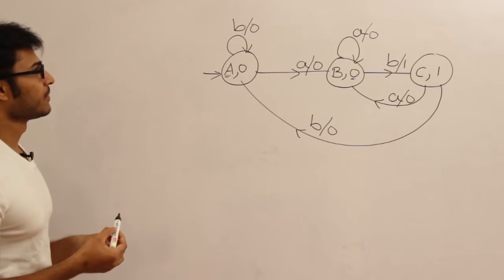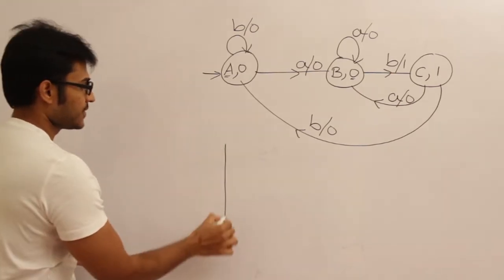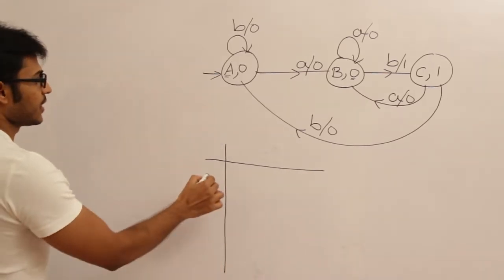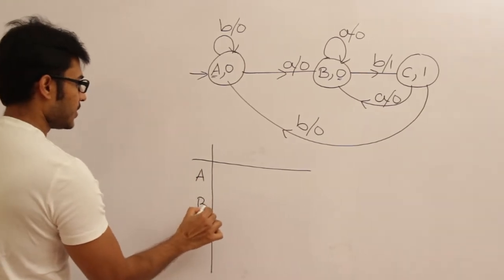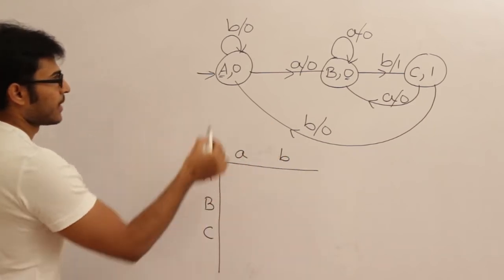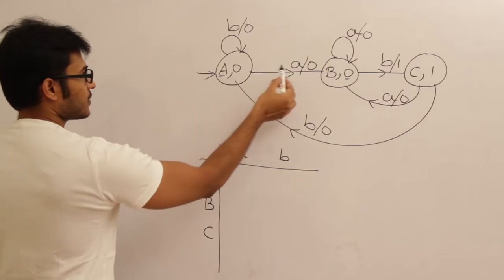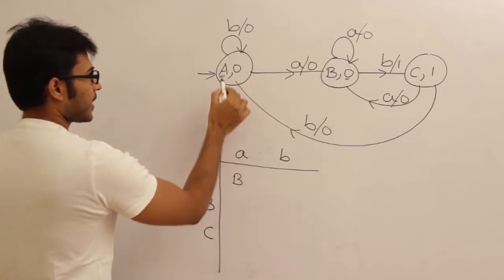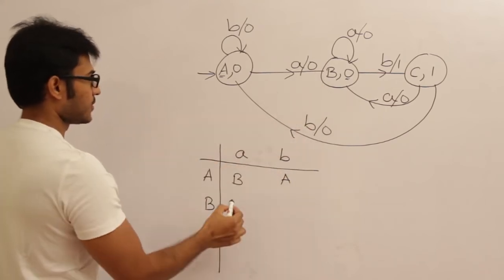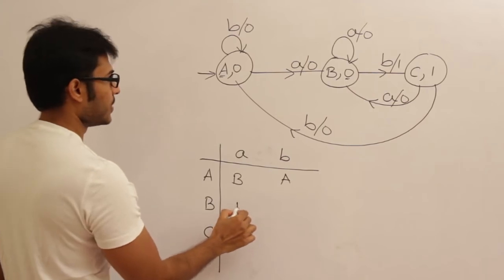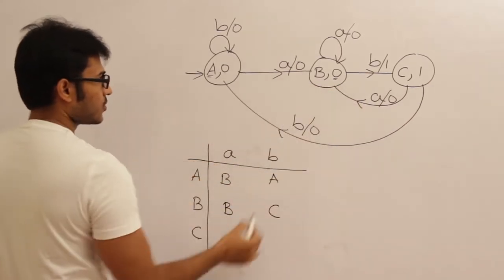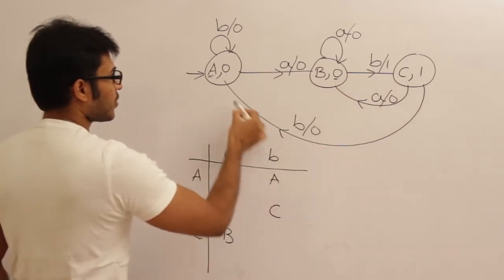And if you have to see how to convert a transition table for the same diagram, the transition table of the Moore machine to Mealy machine, then you can even look at it this way. Let us say A, B, C are the states and small a and small b are the inputs. Capital A on small a is going to B. Capital A on small b is going to A itself, and capital B on small a is going to B itself, and capital B on small b is going to C. Capital C on small a is going to capital B, and capital C on small b is going to capital A.